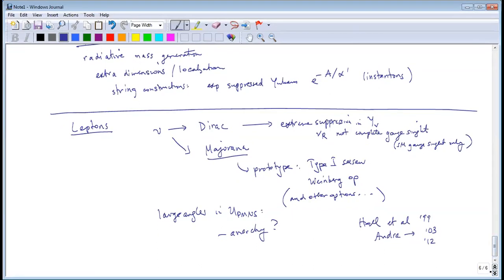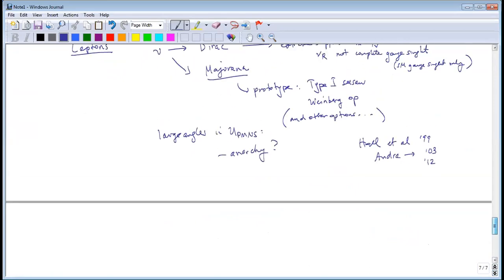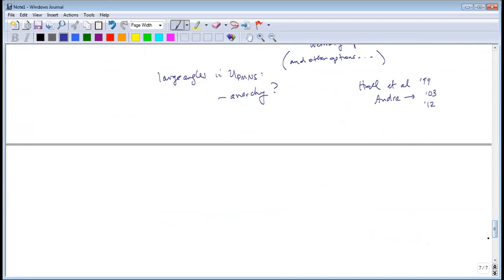now this is one set of possibilities, and there's some work on this. I'd like to focus on the idea that these large mixings are signifiers of some structure in the neutrino mixing matrix. Okay, so we're always going to be on some diagonal charged lepton basis.